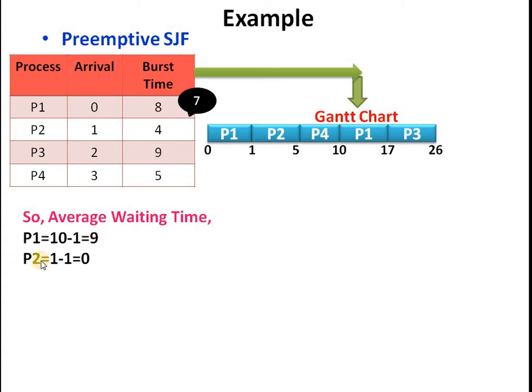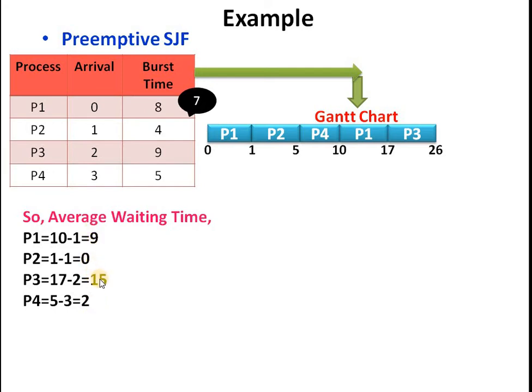Next, P2. Its waiting time is 1, so 1 minus its arrival time, which is 1. So 1 minus 1 is 0. P1 has an arrival time of 0, so 9 minus 0 is 9. Next, P3. Its waiting time is 17 and its arrival time is 2. So 17 minus 2 is equal to 15. And P4 has a waiting time of 5 and its arrival time is 3. So 5 minus 3 is equal to 2.